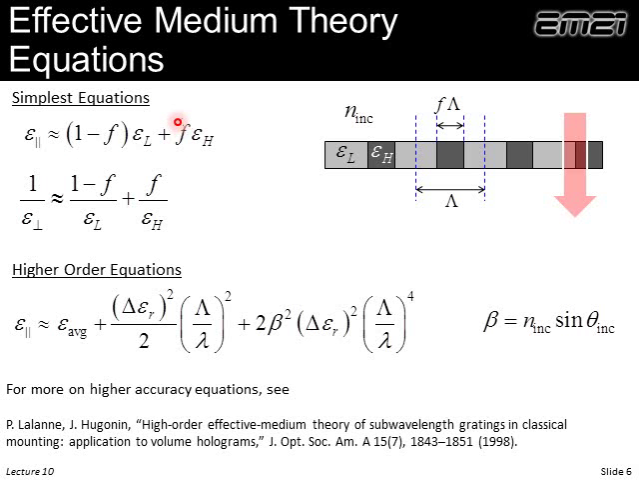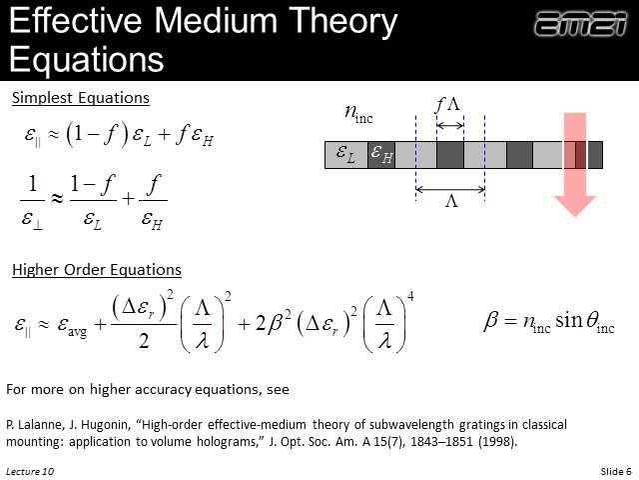And so we can calculate this for the parallel and the perpendicular polarization. Notice for the parallel polarization, we're just taking a statistical average of the dielectric constant. Down here, we're taking an average of the dielectric constant, but we're taking the average of the reciprocal of the dielectric constant. So these are the simplest equations. I would call these first order approximations for effective medium theory.